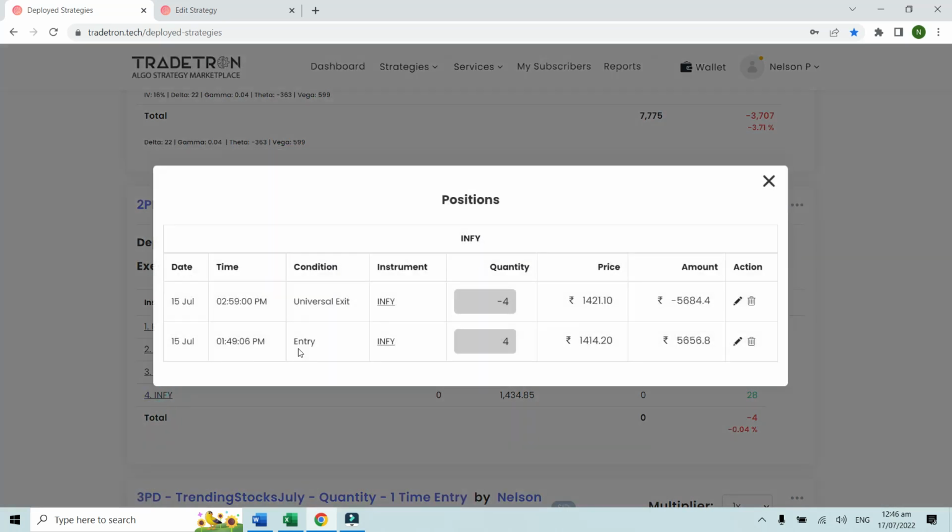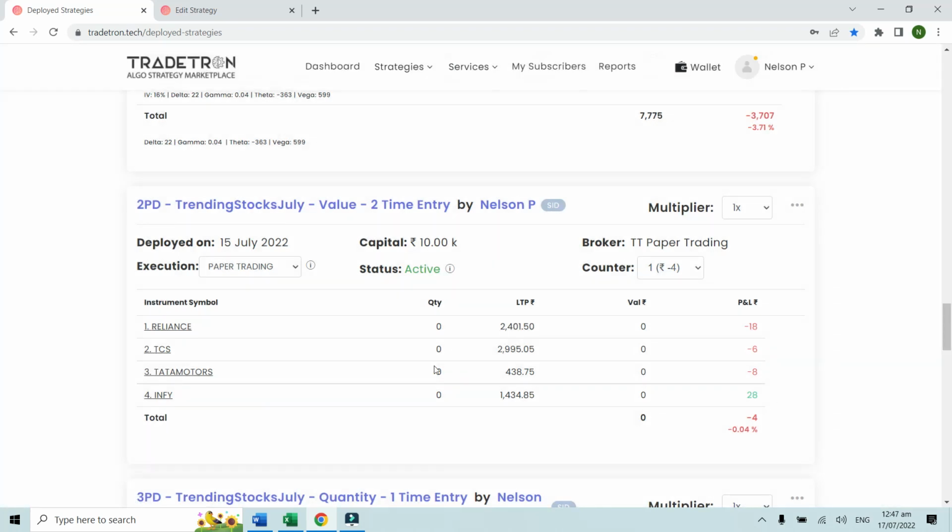In this case, in Infi, there was just one trade generated because the signals might have been trending today. So that's the reason why it entered on the buy side at 1:49 p.m. and it was active till the universal exit happened at 3 p.m. All right. So if a downside condition had been matched, then it would have taken multiple trades like the other stocks as well. All right. So that's how this particular condition works.